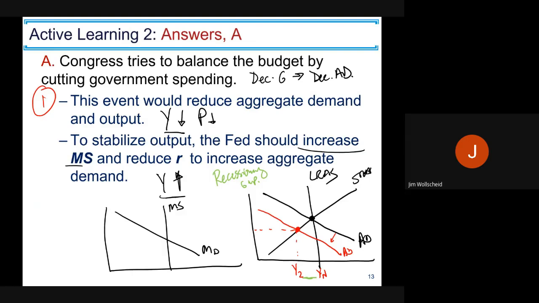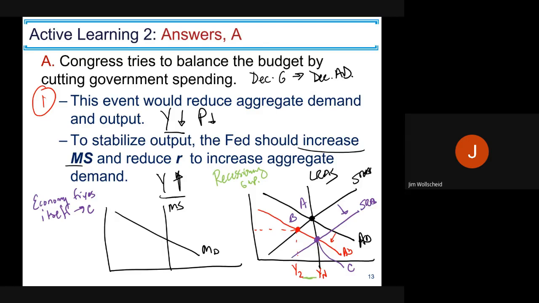Since we're stuck in this recessionary gap, the Fed doesn't want to be in a recession. So if the Fed doesn't want to be in a recession, what does it have to do? Well, it has to get us back to the long run aggregate supply curve. And so it has two options. It can do nothing and watch the economy fix itself. And that means the economy moves to point C.